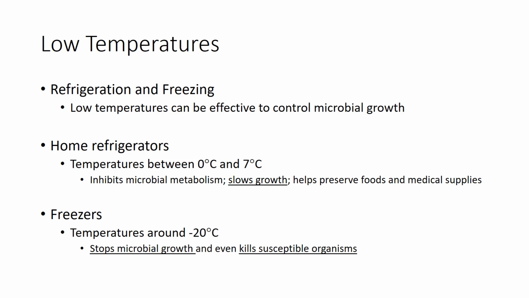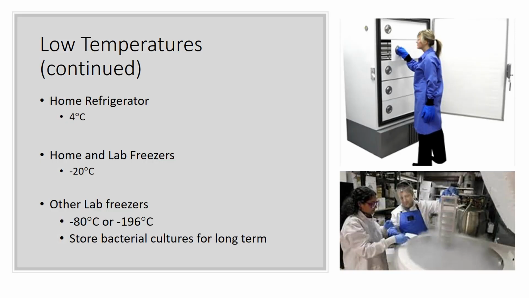What I forgot to mention is your refrigerator, again, it will just slow the growth because metabolism will just happen a lot slower. So these are temperatures that you should be aware of. Your home refrigerator is typically set at 4 degrees Celsius, and your freezer at home is generally about minus 20 degrees Celsius. Now in the labs, we also have freezers that are minus 20 degrees Celsius. We have some that we set at minus 80.